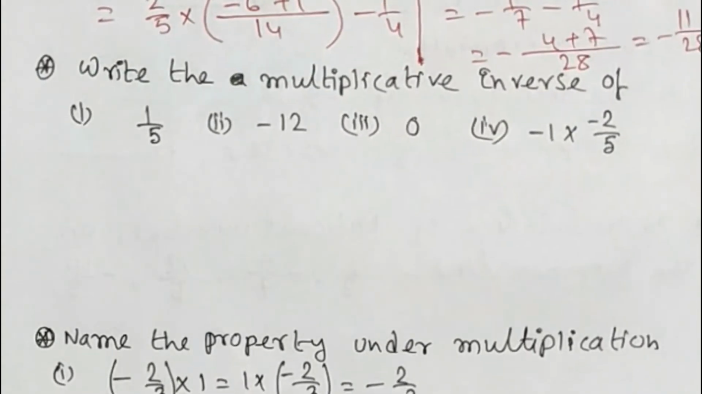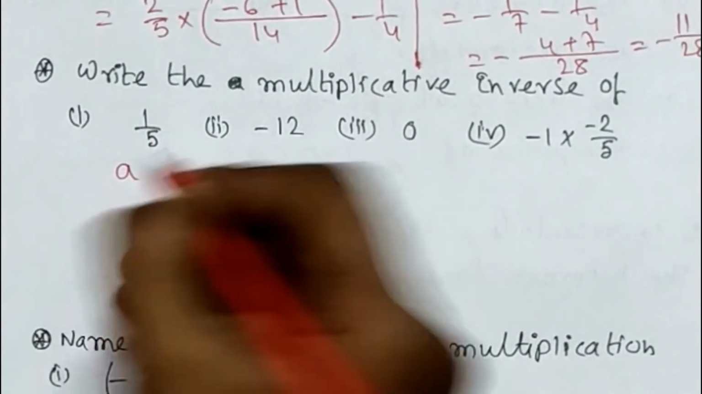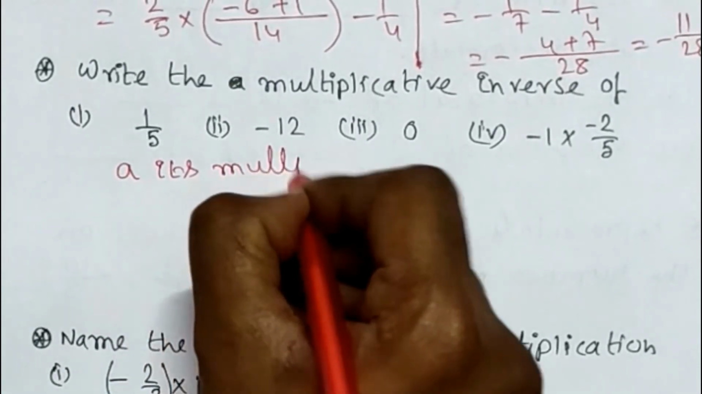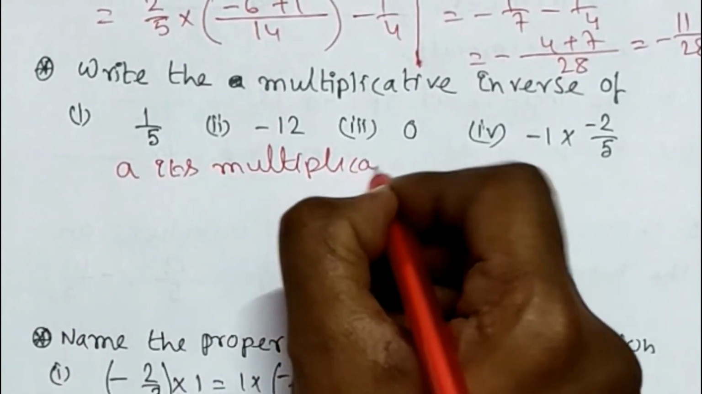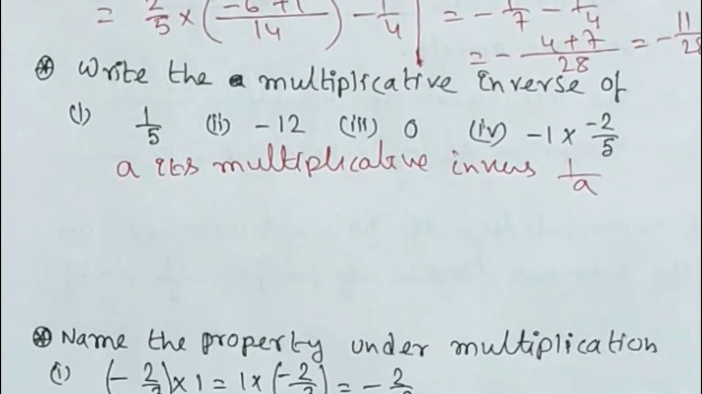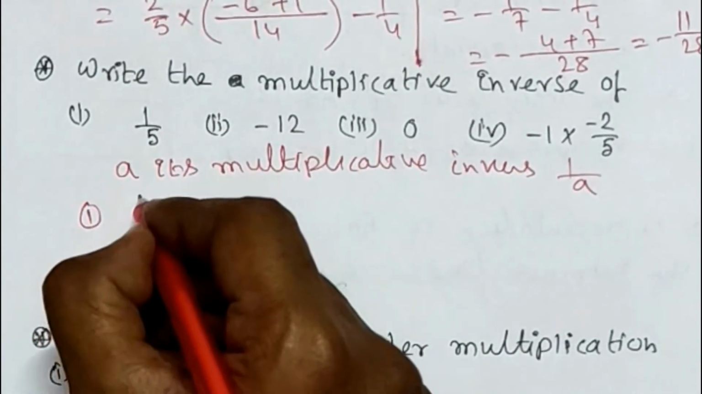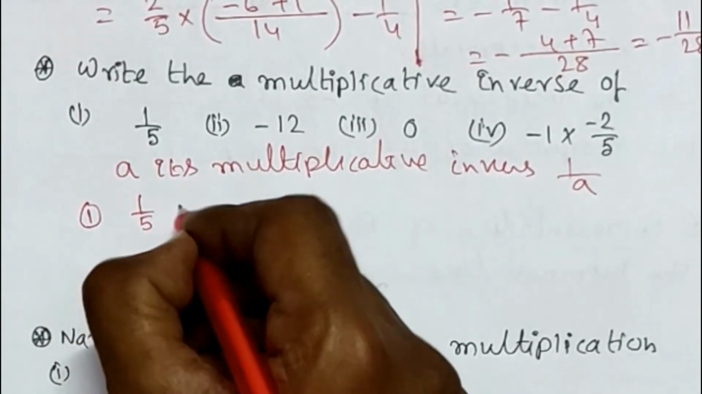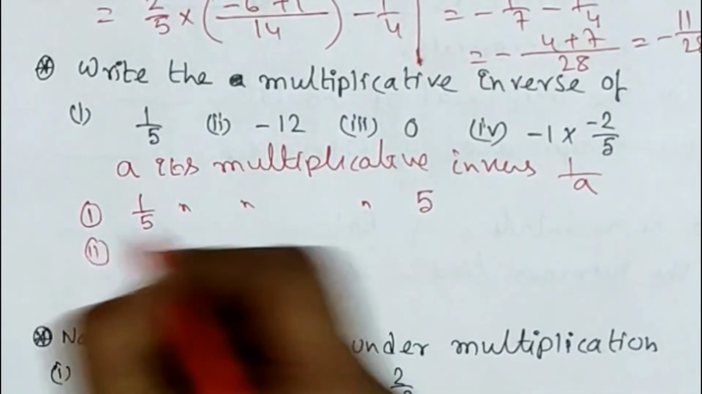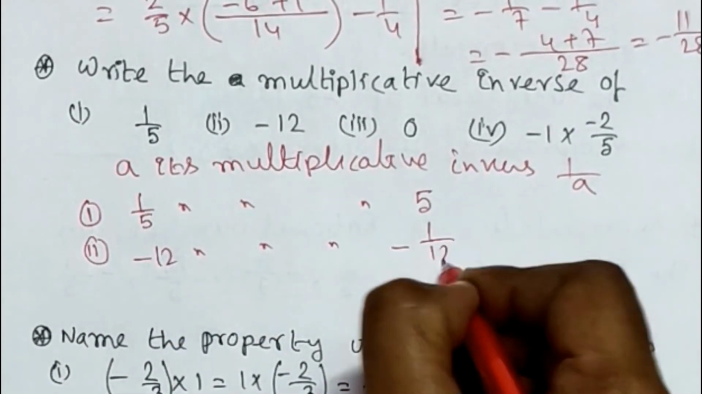Next, write the multiplicative inverse of 1 by 5. Remember one thing, suppose a is any number, its multiplicative inverse is 1 by a, its reciprocal is the multiplicative inverse. So clearly for the number 1 by 5, its multiplicative inverse will be 5. Number 2, for minus 12, its multiplicative inverse will be minus 1 by 12.